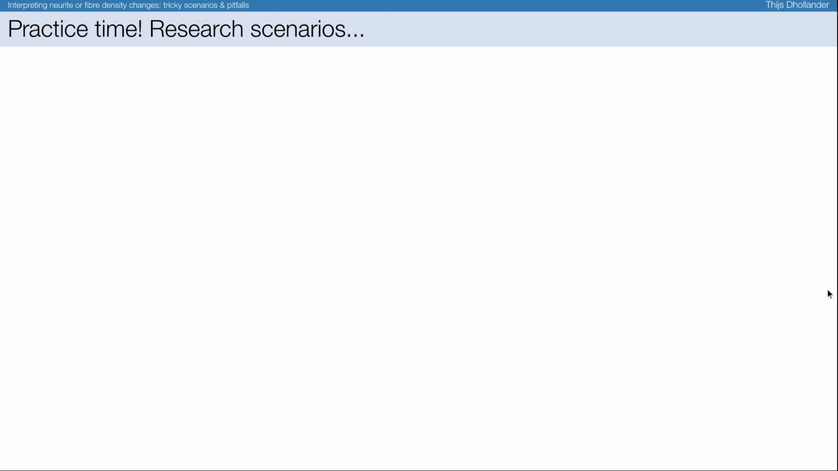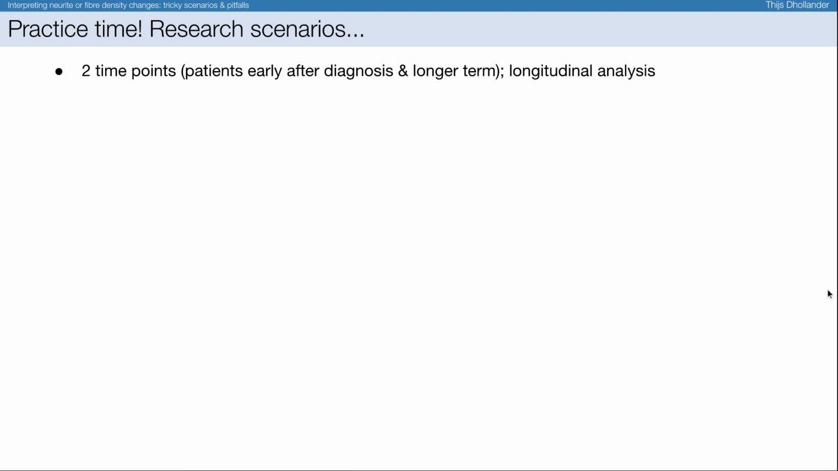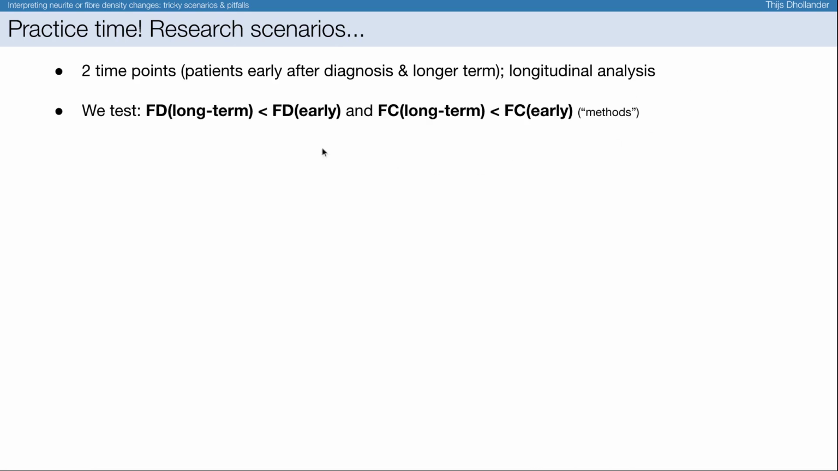All right, next scenario. Now we're going to do a longitudinal analysis with 2 time points. Both of the time points are from the same patient group, so both time point 1 and 2, they're already patients, one's early after diagnosis, and the second time point a little bit longer term. And we're going to test whether the fiber density in the long term of these patients is decreased, whether basically over time they suffer some neurodegeneration maybe.